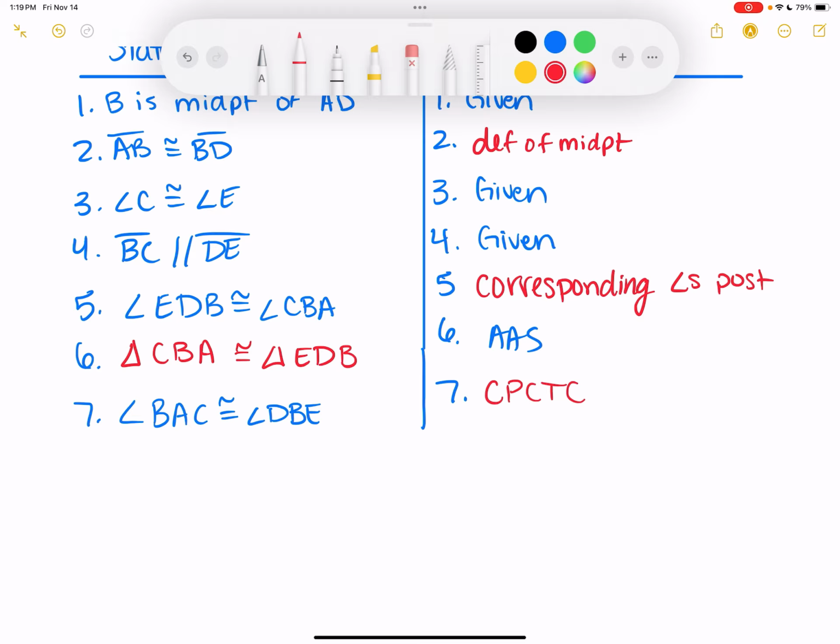Does CPCTC come at the end? It depends. Sometimes it's at the end, like if you're trying to show that angles are congruent or side lengths are congruent, it a lot of times ends up at the end. But sometimes it's at the beginning when they've told us that the triangles are congruent or we're trying to show it. It just depends, but a lot of times it is at the end.